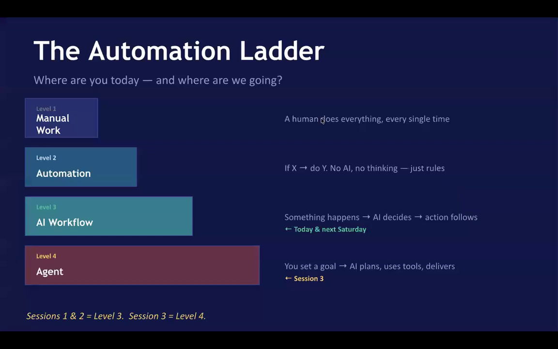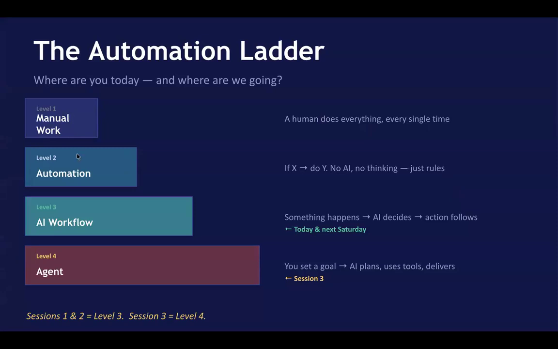Okay, so this is the automation ladder. Right now, most of India is just doing manual work and is on level one, where a human is doing everything every single time. There's nothing wrong with this. It works very well too. It's just very time consuming. So this is basically the case for most companies in India right now.